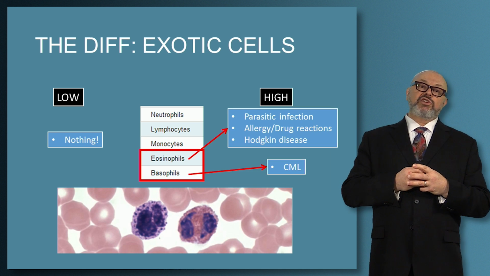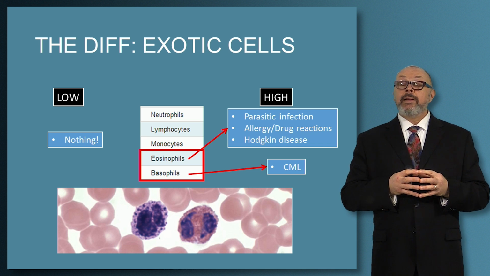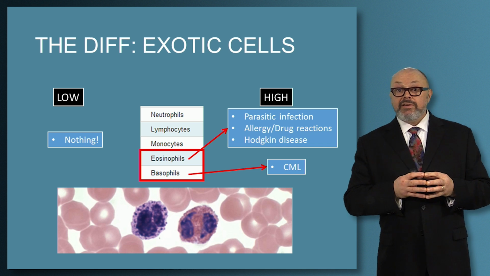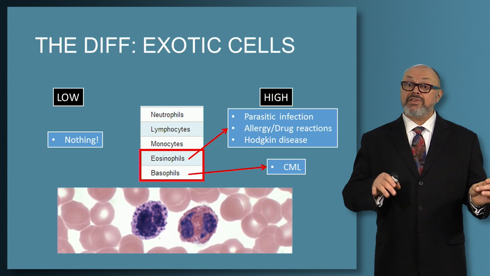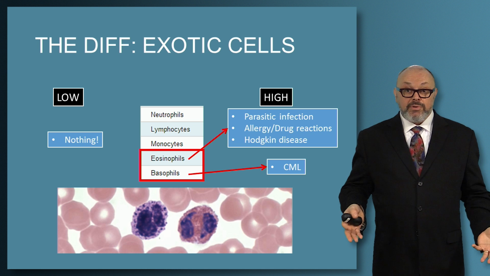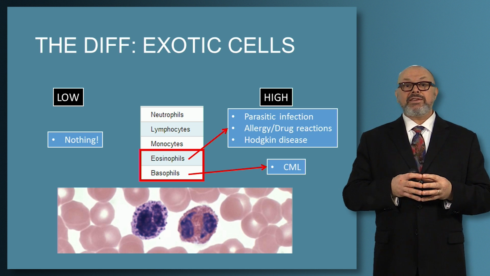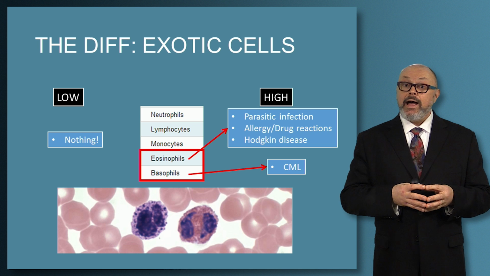Now, what about the exotic cells? The rare basophils and eosinophils. If you look at the small print in the CBC, you'll see that the normal ranges for both of these types of cells start at 0. And so it's impossible to have a low basophil or a low eosinophil count. But the counts can be abnormally high.